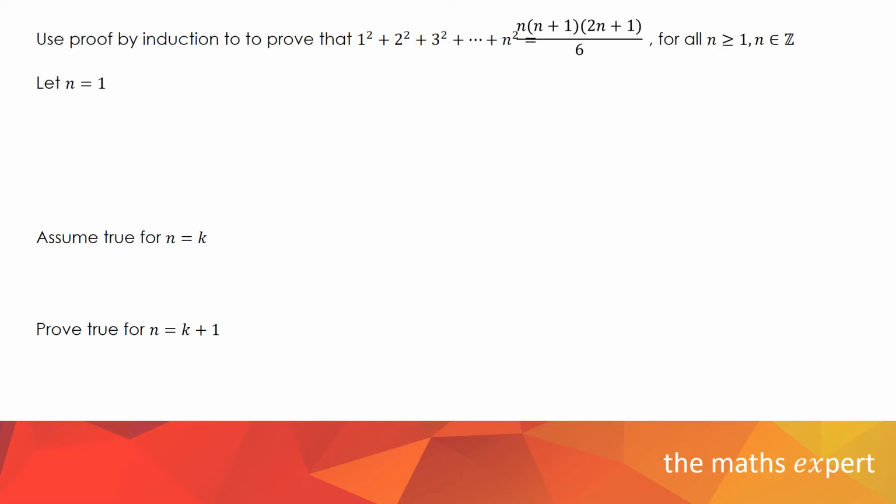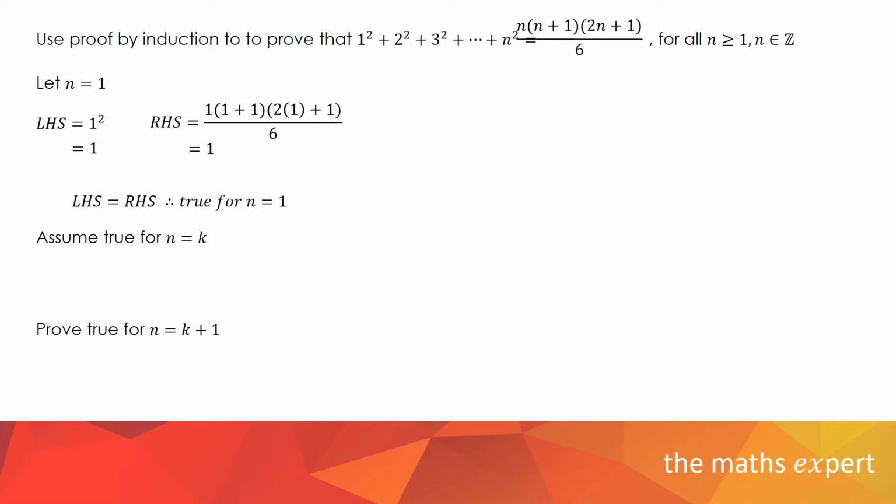Firstly, I'm going to apply this to the sum of squared numbers. The base case, the first rung, is when n equals 1. I can evaluate the left-hand side and evaluate the right-hand side, quite simply. Therefore, it is true for n equals 1, because the left-hand side is equal to the right-hand side. I advise you to keep the same structure I am using. Then assuming true for n equals k is just a statement.